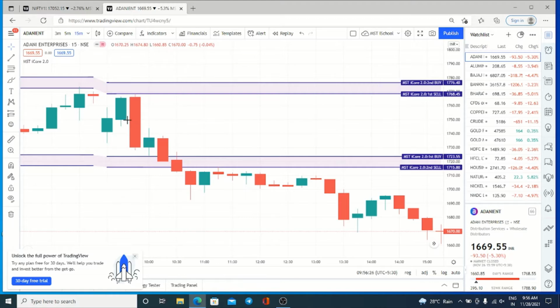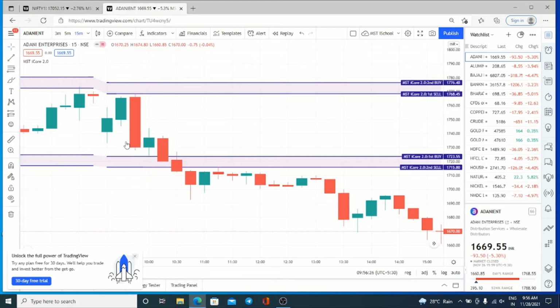Now, since sell has activated, we have to remove the buy entry. We have to enable the first sell targets and first sell SL, and you can remove all the other things. See here, in the same candle, all our targets have been achieved. All the three targets have been achieved.